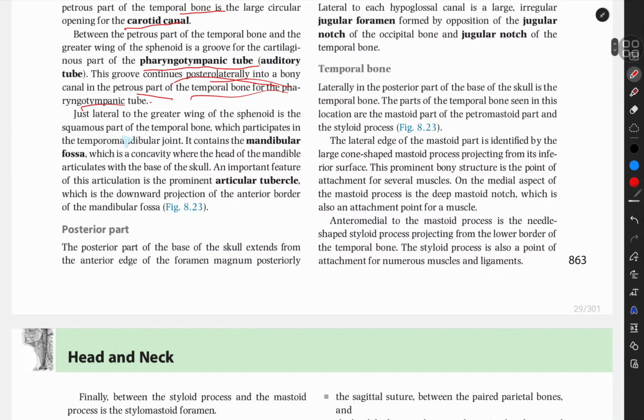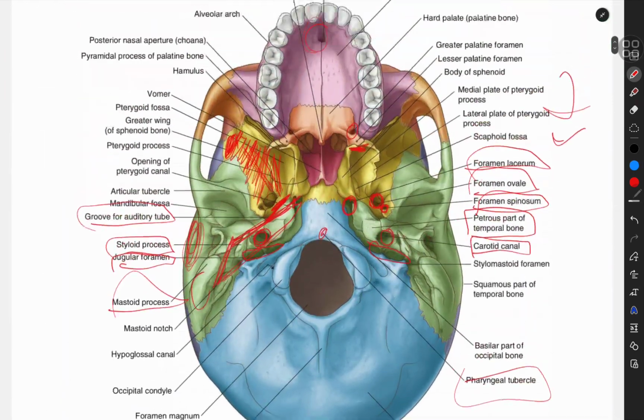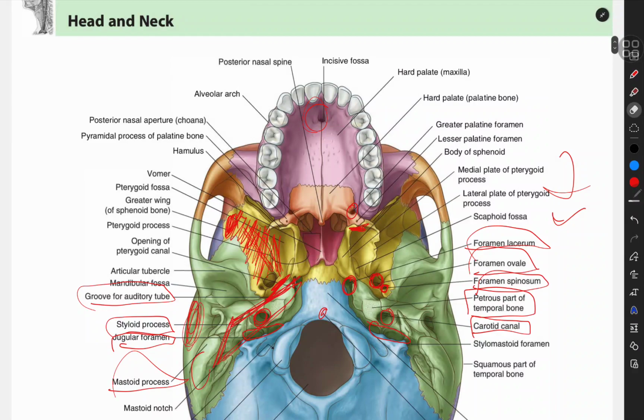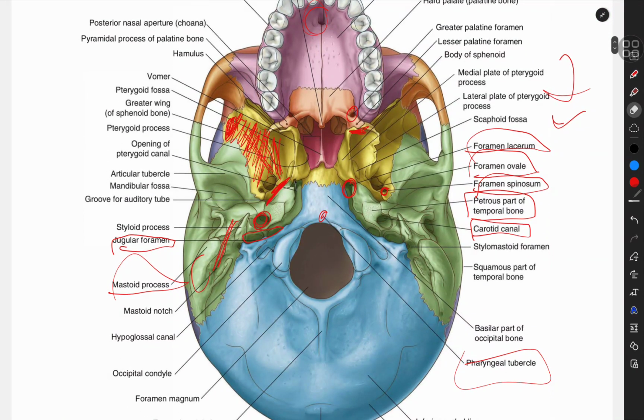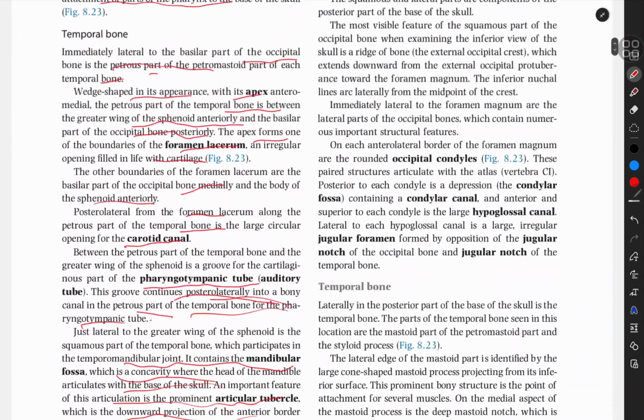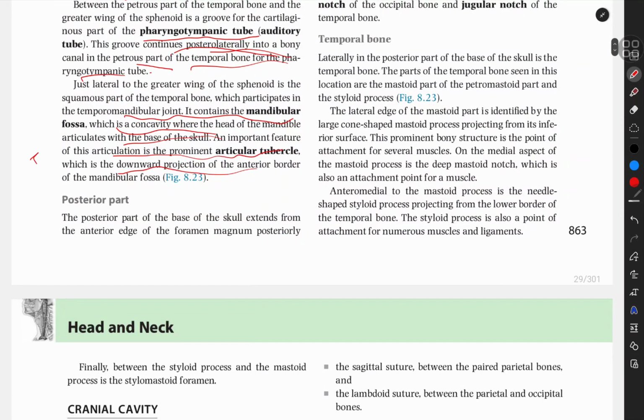Just lateral to the greater wing of the sphenoid is the squamous part of the temporal bone, which participates in the temporomandibular joint. It contains the mandibular fossa, a concavity with which the head of the mandible articulates in the base of the skull. An important feature is the prominent articular tubercle, which is the downward projection of the anterior border of the mandibular fossa. So, mandibular fossa, articular tubercle. It is involved in the formation of the temporomandibular joint, TMJ.